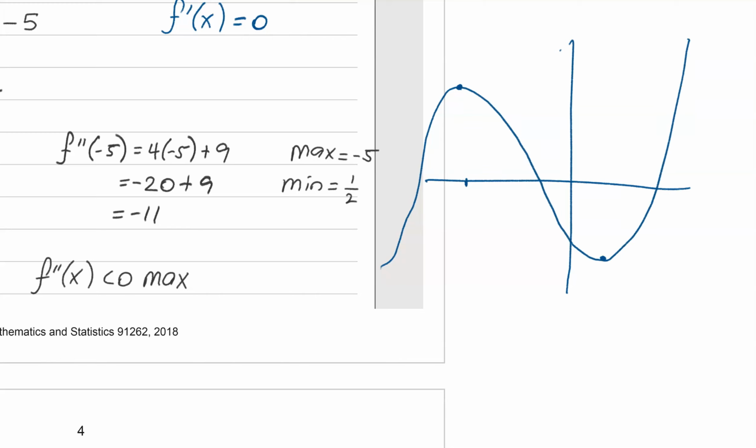Right, now we need to find out where it's increasing. So the gradient is positive. Now the gradient is positive obviously before our maximum occurs. And it's positive after we reach our minimum. So after we go past our minimum, that's where it's positive. So we can actually use this graph to determine where our x values are, or where it's increasing.